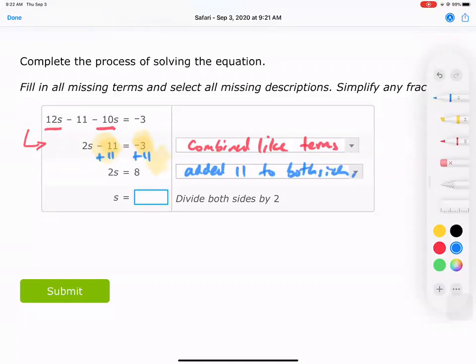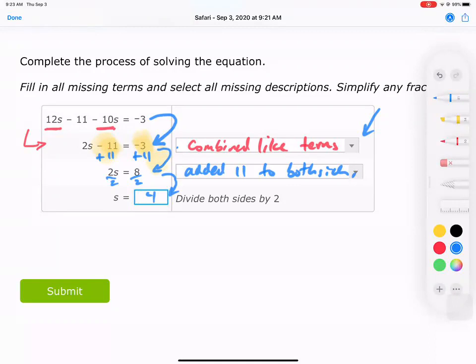Now again, as mentioned before, the way we fill these out is we don't write down what we're going to do next. We write down what we just did to get to that step. What did I do to get to this step? That's what these lines here are for. What was the process to get from here to here? Well, I added 11 to both sides. Last one, what's the process to get from 2S equals 8 to S? I divided by 2. That's going to be 4.